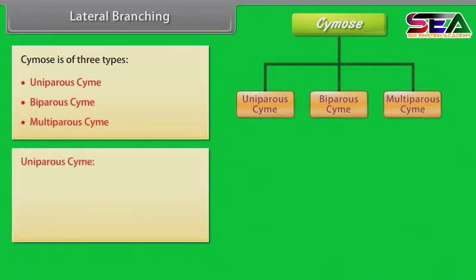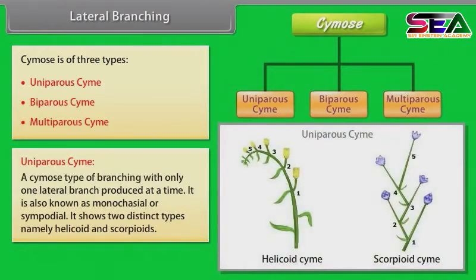Uniparous chyme. A chymose type of branching with only one lateral branch produced at a time. It is known as monochasial or sympodial. It shows two distinct types, namely helicoid and scorpioid.